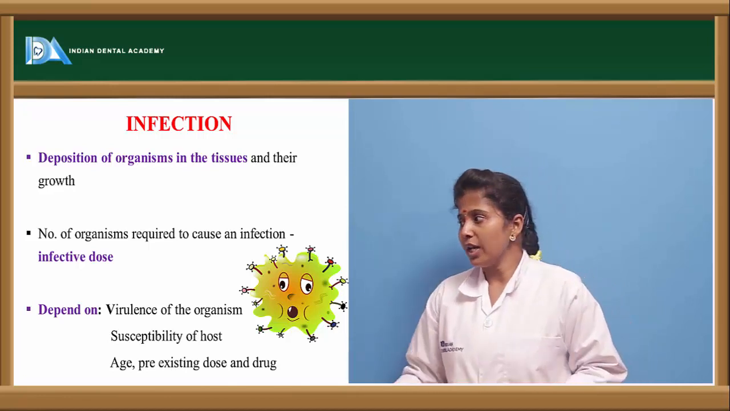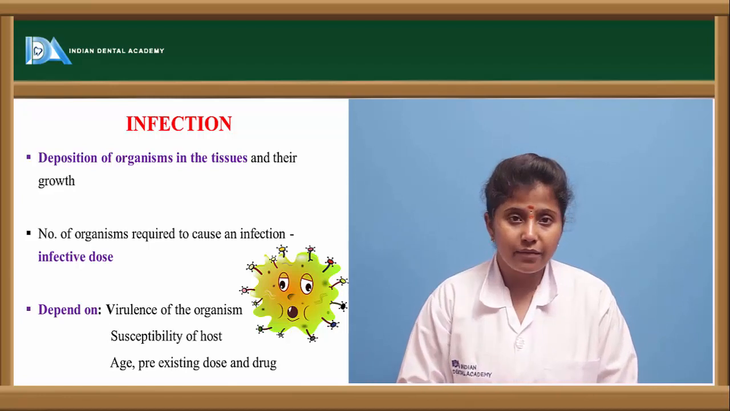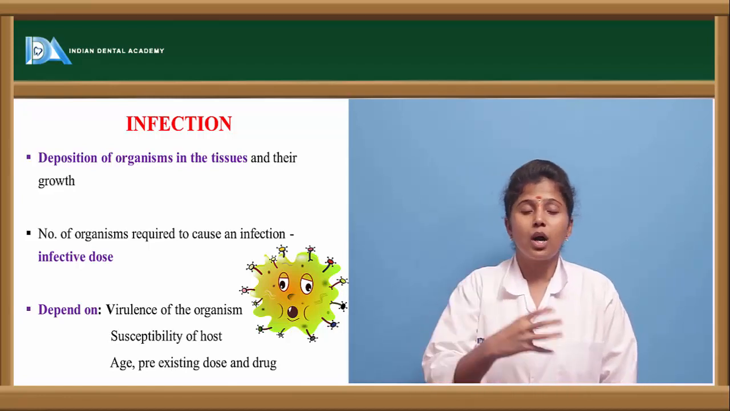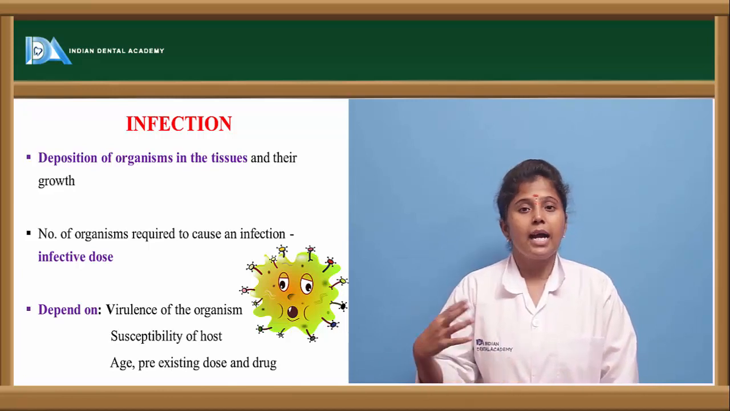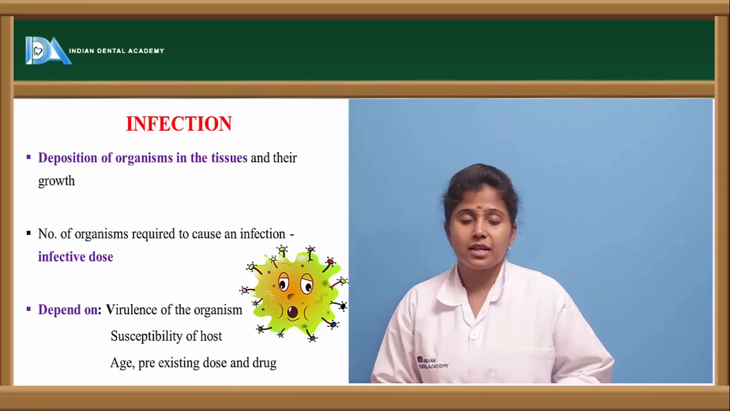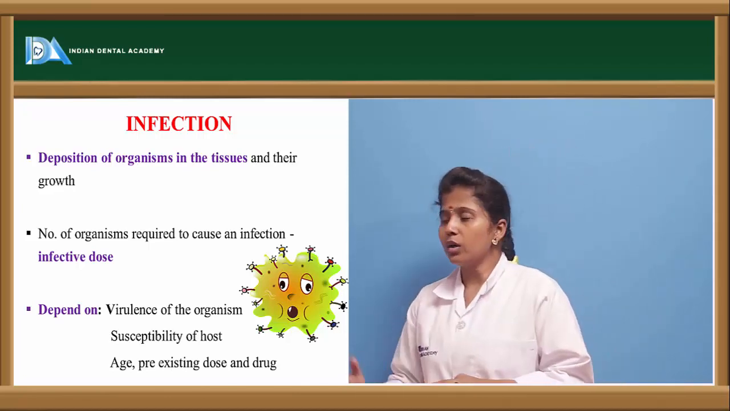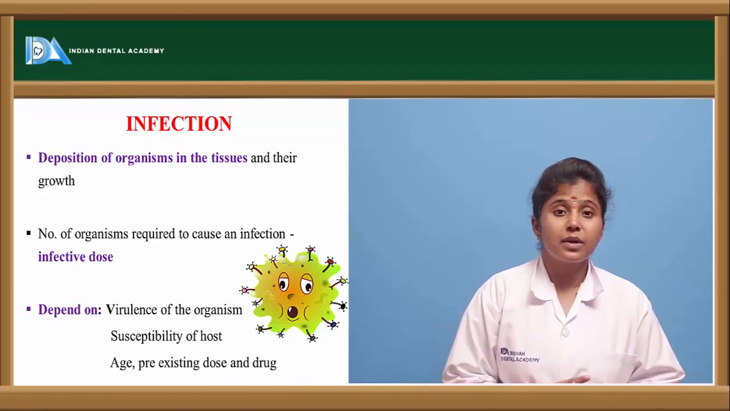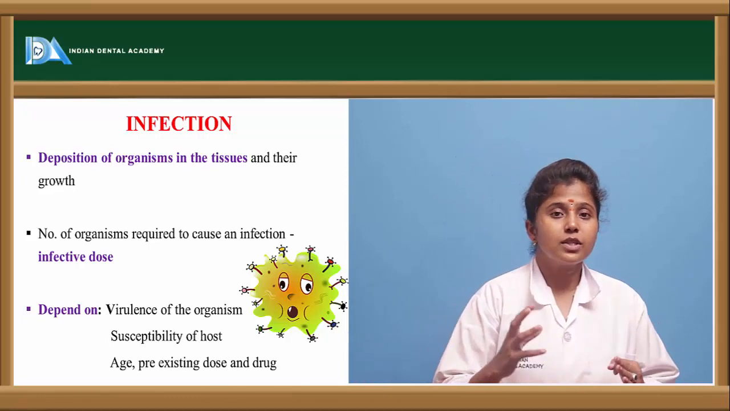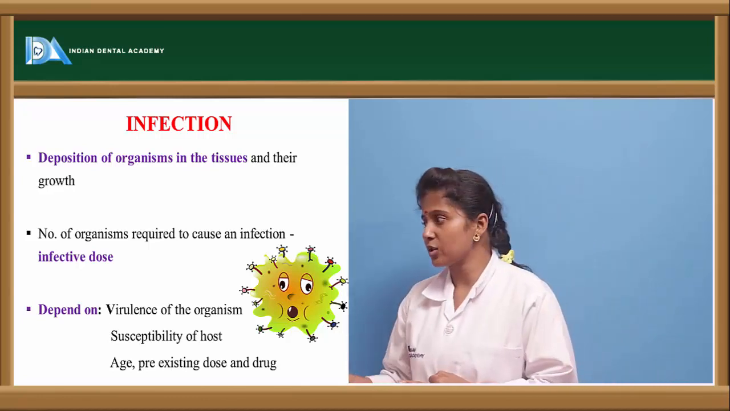Then that leads to the infection, and the number of organisms which are able to cause infection is called the infective dose. So infective dose is nothing but how many organisms are able to cause the infection. And this infective dose or the infection depends on three aspects. One is the virulence of the organism. Virulence is the ability of the microorganism to damage the cell. How capable the organism is of damaging the cell is called virulence.